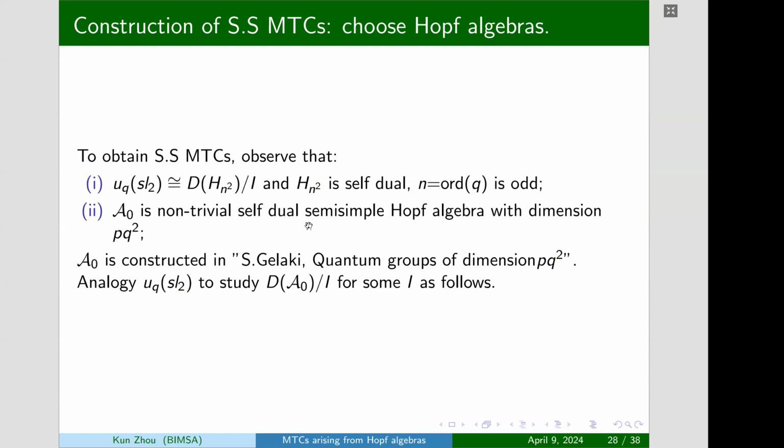Next, we will use our construction methods to obtain some simple modular tensor categories. To do this, we give some observations as follows. Note that the small quantum group u_q(sl_2) is a quotient of the quantum double of the Taft algebra, and the Taft algebra H_{n^2} is self-dual. Here we ask that the order of q is n, and n is an odd number.